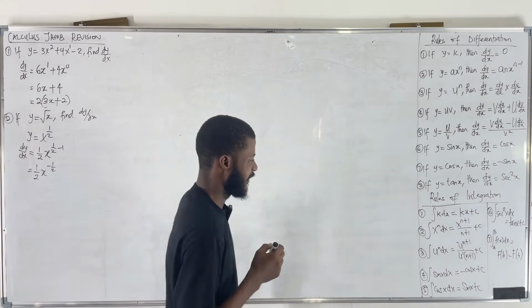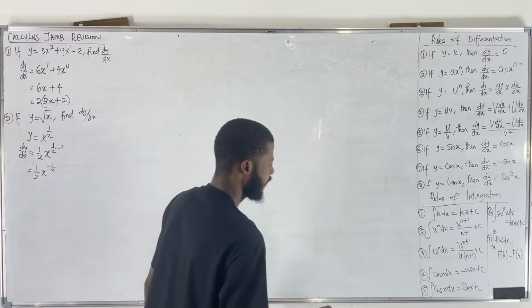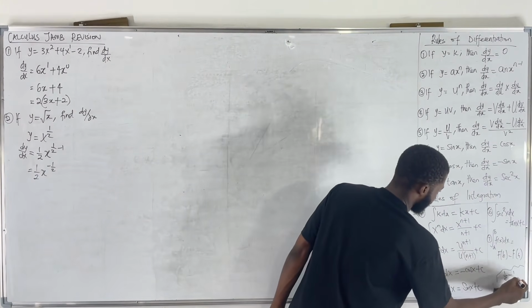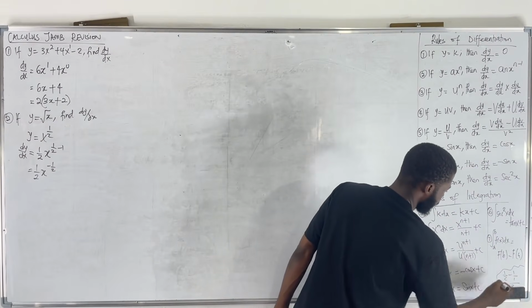Let me show that. Okay, let me show it here. So half minus 1 over 1. LCM is 2.